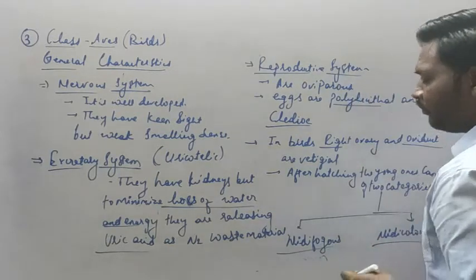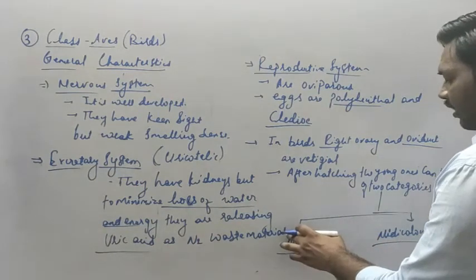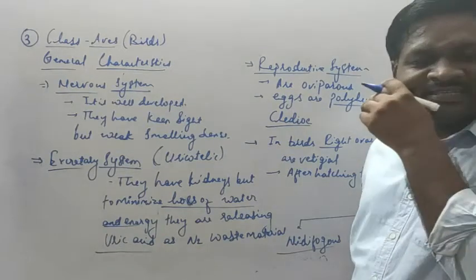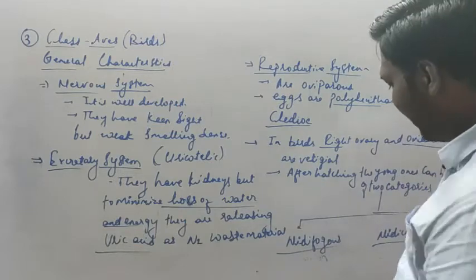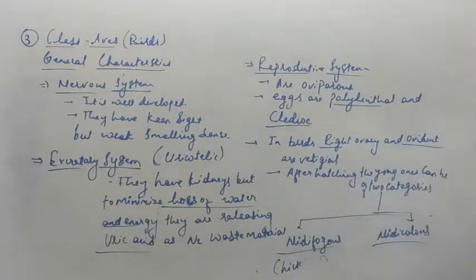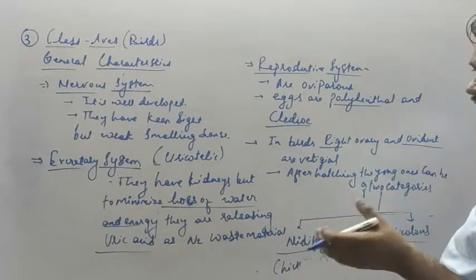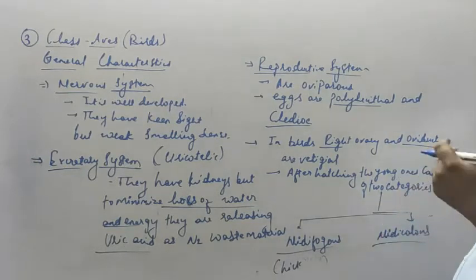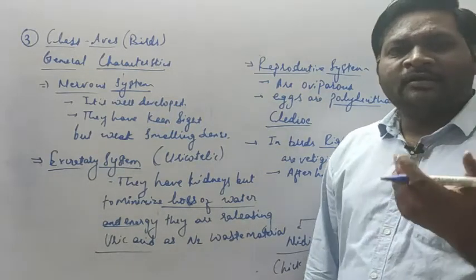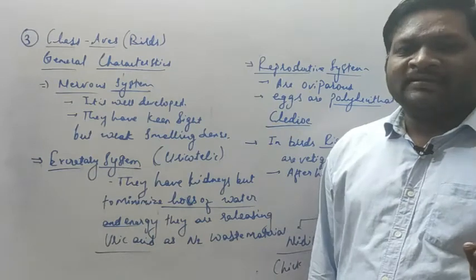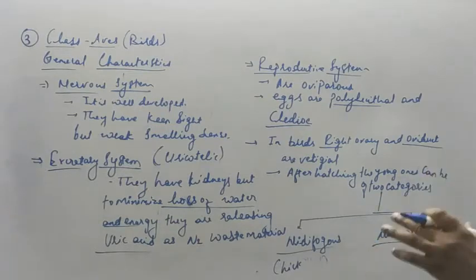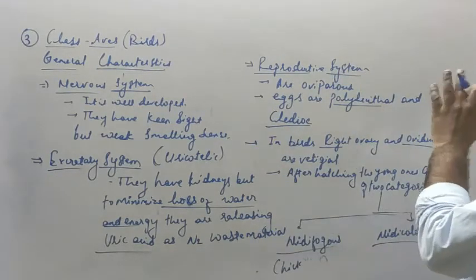Now what is meant by nidifugous? The young ones which are born under this category can walk readily. Their body is covered with feathers and they can walk readily. Example, you can take the chick. Then next, in nidicolous, the young ones which are born are without feathers, even their eyes are closed, and they totally depend upon their parents. Okay, so that is nidicolous. So these are some features about the nervous system, excretory system and the reproductive system.